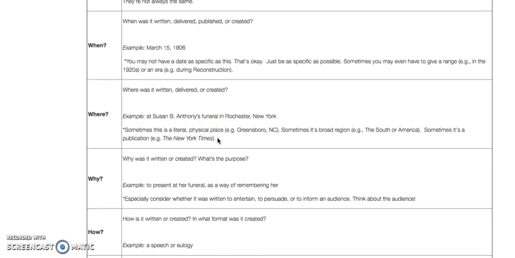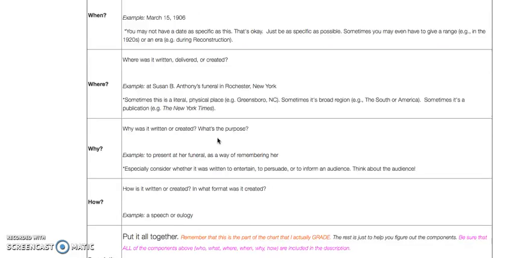Then when, pretty straightforward, just give me a date. If there's no specific date listed, give me as close as you can possibly give me. Like maybe it'll just say it was written in June of 1906. Or you might just know that it was written during a specific era. So it was maybe written during the Civil War, during Reconstruction. That's fine, just put as much as you have.